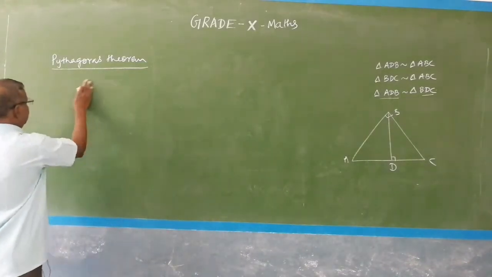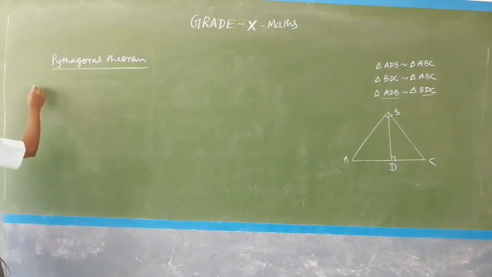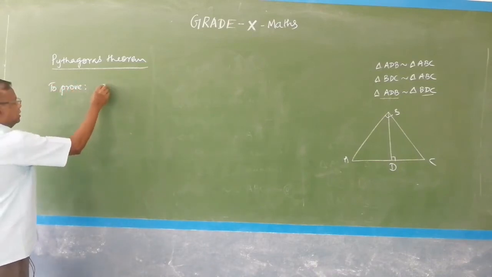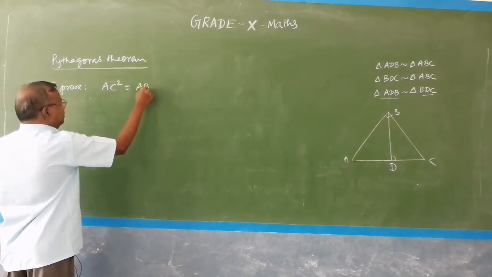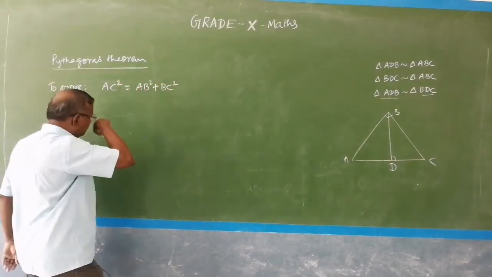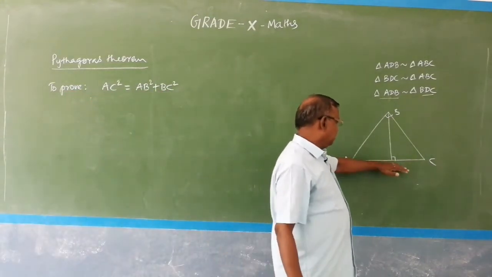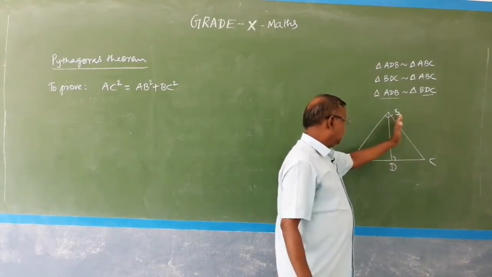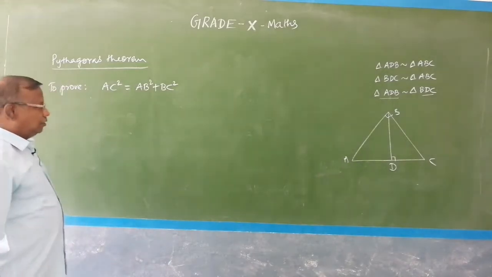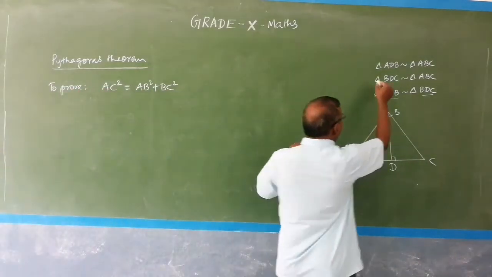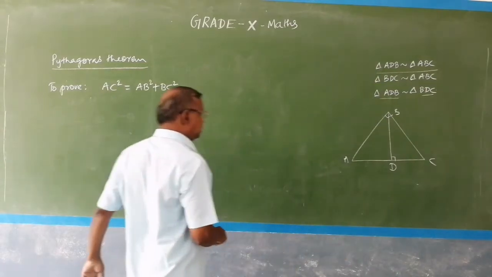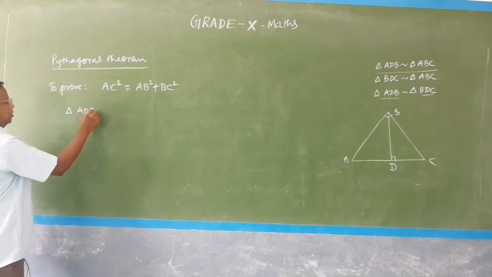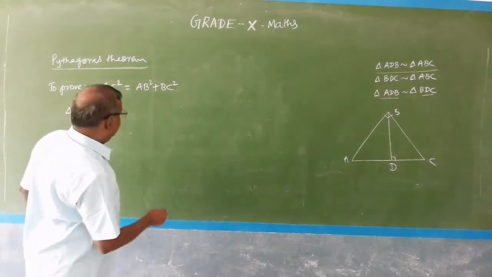Let me write the statement from the book itself. Now, let me start with the proof. To prove AC square equal to AB square plus BC square. From our triangle, AC is the hypotenuse, so the square of the hypotenuse equals the sum of the squares of the other two sides. So, AC square equals AB square plus BC square. Now, we know that triangle ADB is similar to triangle ABC.